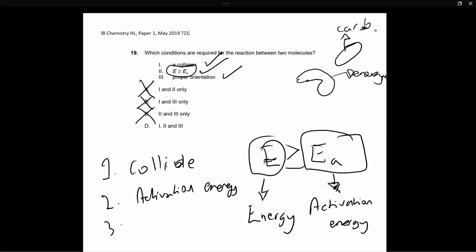So we can eliminate A as well, and that means that B is our correct answer. You need all three of these factors for a successful reaction to occur between two molecules, right? Hopefully my little biology example didn't confuse you too much and you've understood the concept. So let me just write proper orientation here as well. And this was a quick short video, and I've given you the three ingredients you need to create the recipe of a successful reaction between two molecules. And hopefully I've cleared up your concepts.